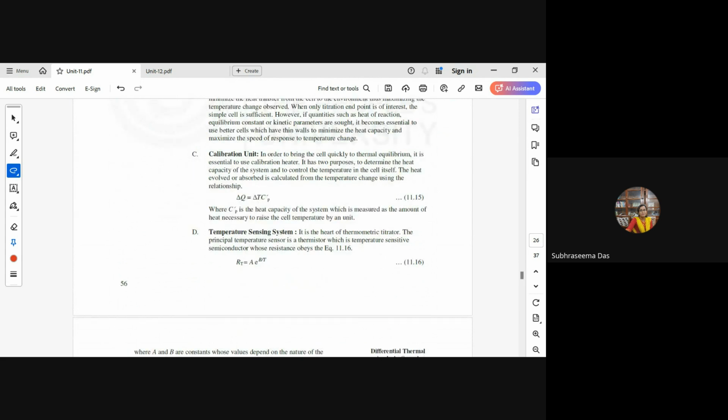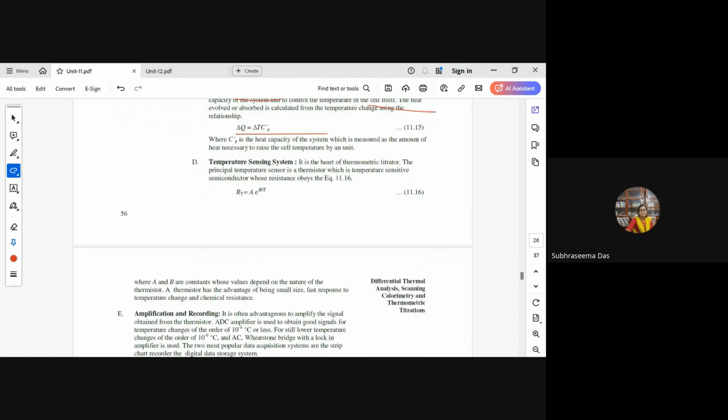Now comes the calibration unit. In order to bring the cell to thermal equilibrium, it is essential to use a calibration heater. It serves two purposes. First, it determines the heat capacity, and second, it controls the temperature within the cell. The heat evolved or absorbed is calculated from the change given by ΔH = ΔT × Cp', where Cp' represents the heat capacity of the system, which is measured as the amount of heat necessary to raise the temperature of the cell by one unit.